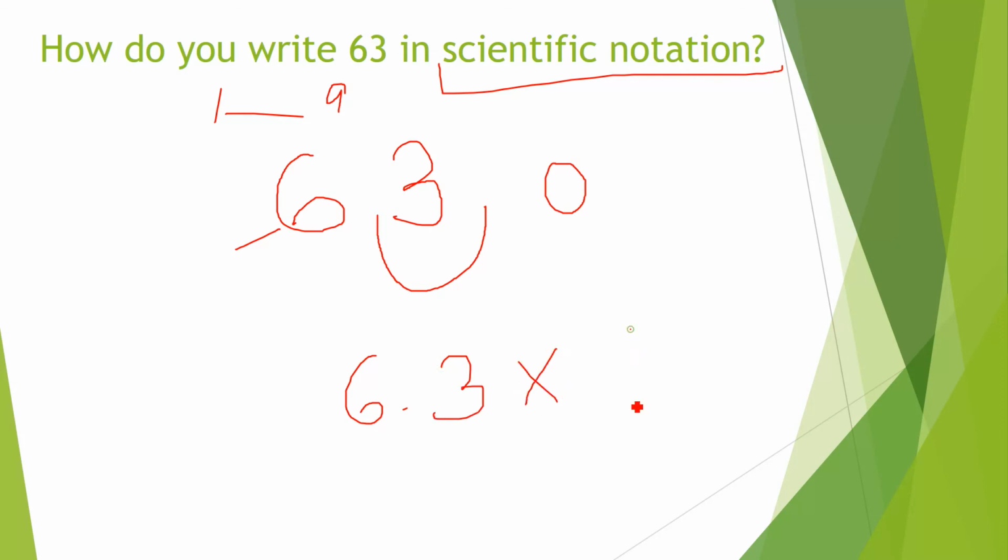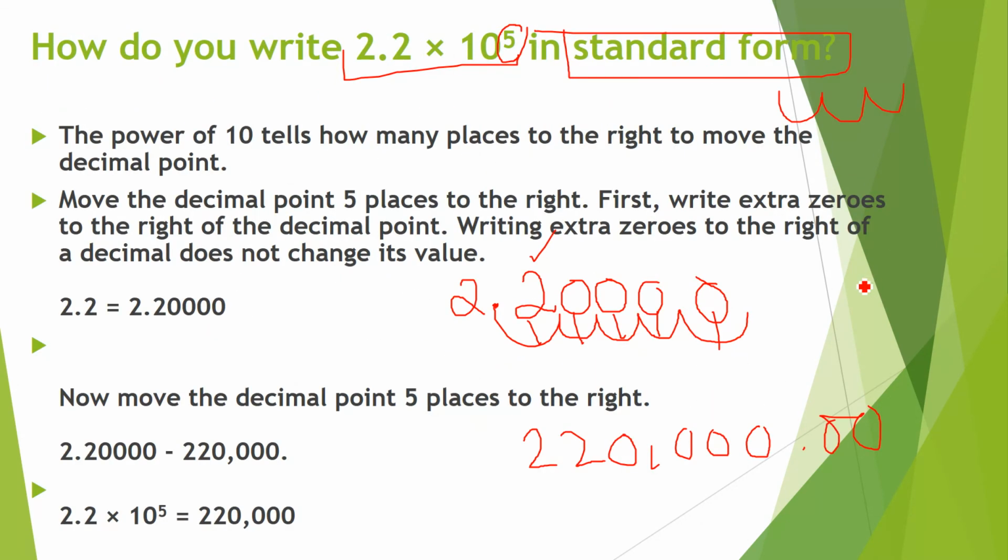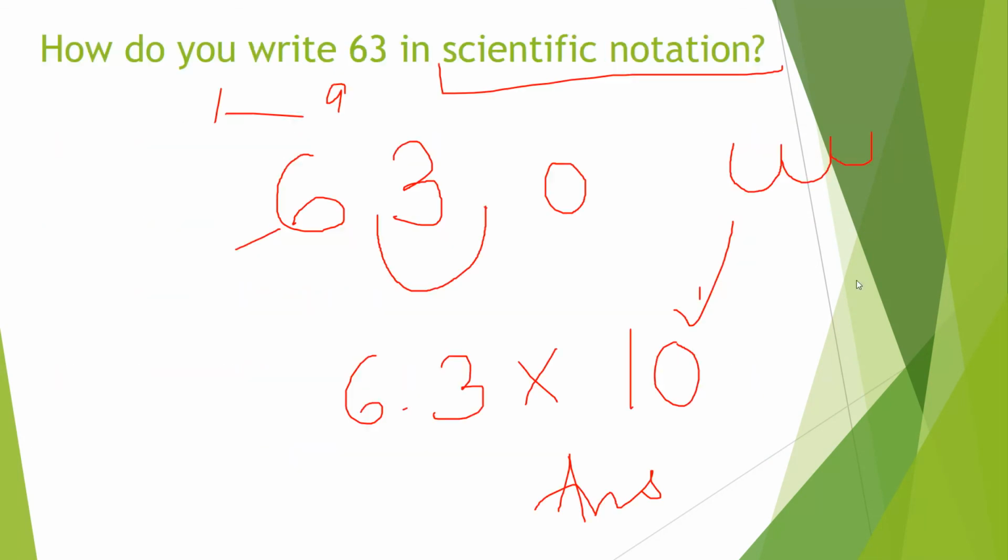So we will write 6.3 and 10 raised to power what? How many places have you moved your decimal? Only one place. If you want, you can write 10 to the power 1, it will remain the same. Just multiply 10 and 6.3, you will get 63. This is the answer. So in scientific notation, you have to move your decimal to the left hand side, and you have to use the 10 raised to the power whatever you have mentioned. But one is the scientific notation and the other is standard form. Sorry, in the standard form you have to move your decimal to the right hand side.